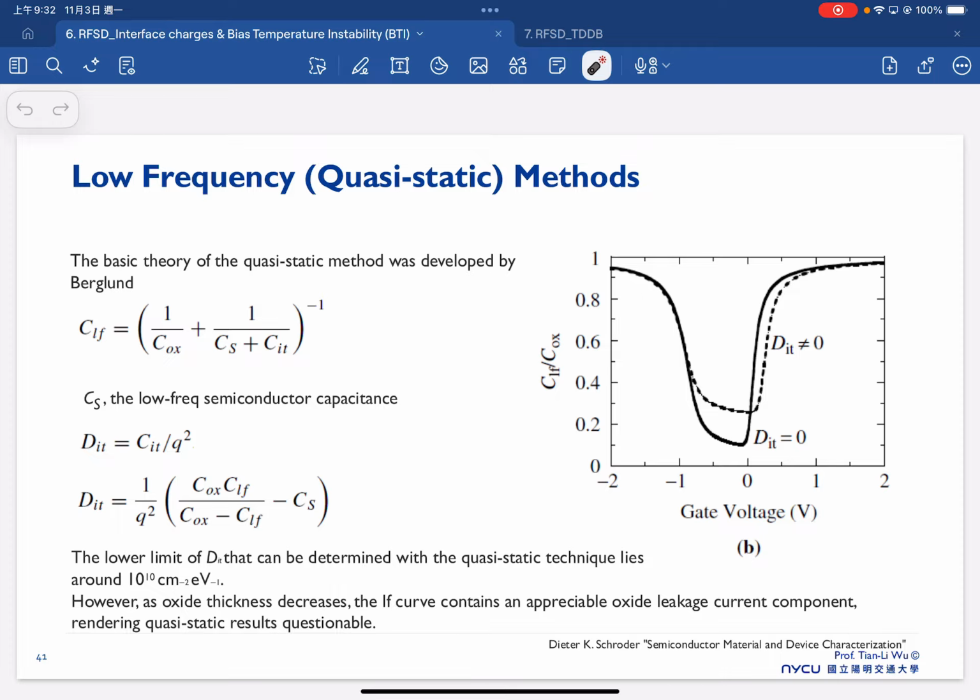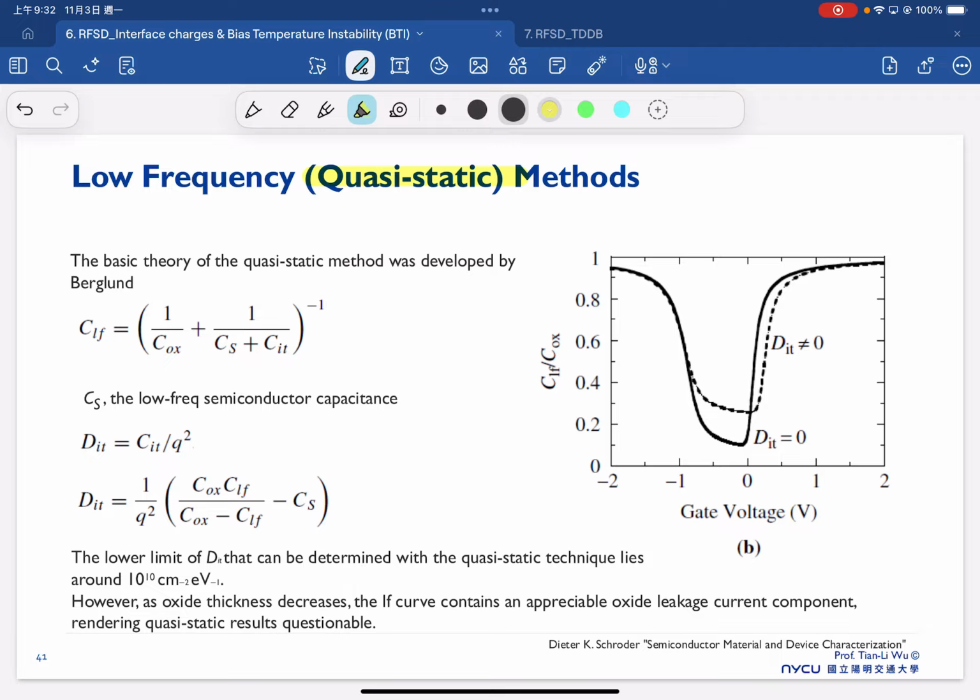For today we will start to describe some of the most common ways to evaluate the interface state density. One of the popular estimation methods for this DIT is what we call the low frequency method, or we just consider it as the quasi-static method.